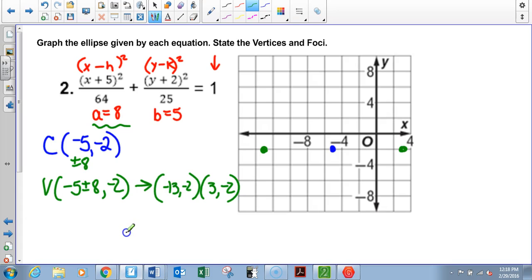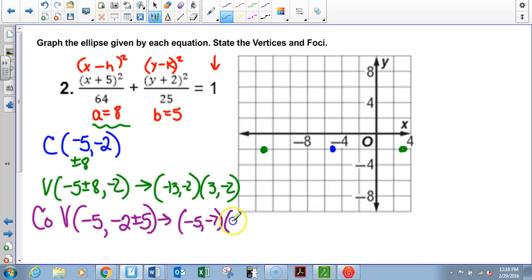Does that seem okay with what we graphed? All right, what about the co-vertices? That's the B business, so we're going to plus or minus 5, but it's below which one? The Y. So we're going to do negative 5, comma, negative 2 plus or minus 5, which will become what? Negative 5, negative 7, and negative 5, 3. Does that seem right? We're supposed to be going up and down 5.